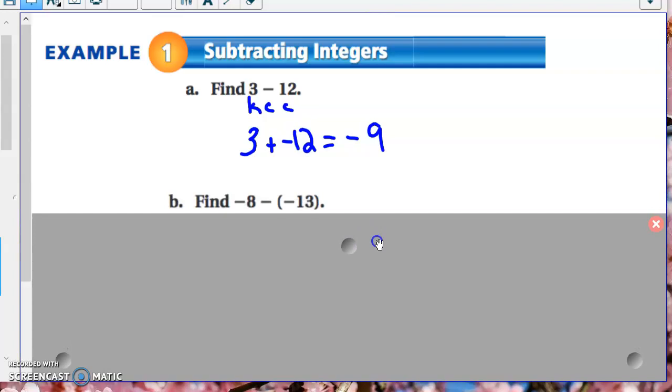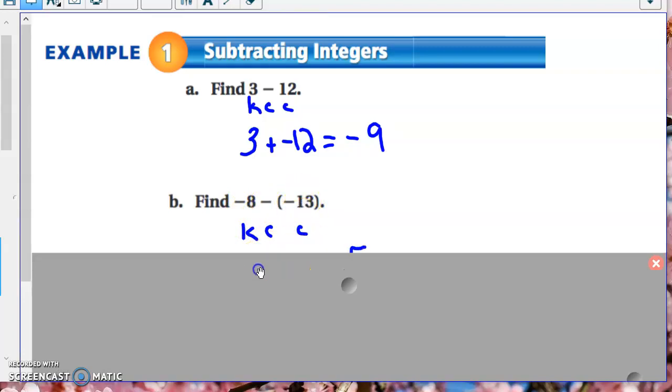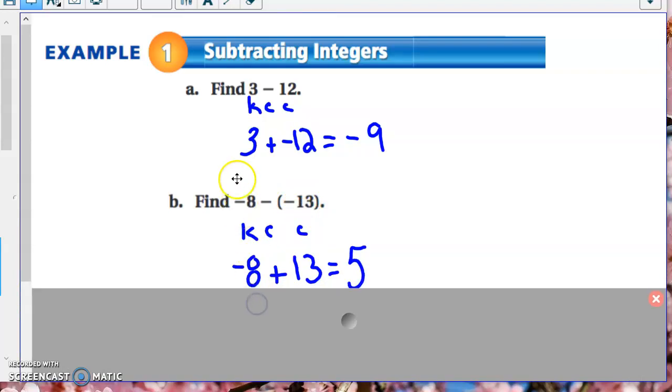The next one we have here is negative 8 minus a negative 13. Lots of minus signs here. But again, I write down KCC. I keep the first number the same, change this to a plus sign, and find the opposite of negative 13, which is positive 13. So negative 8 stays the same, the minus sign turns into a plus, and the opposite of negative 13 is 13.